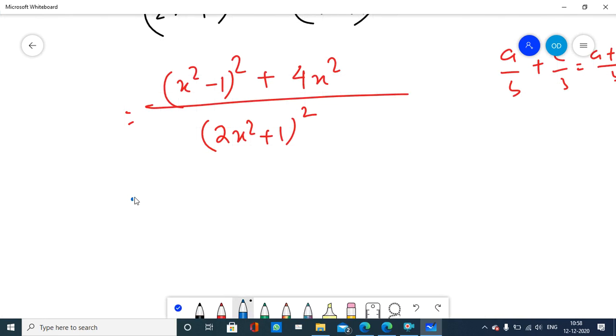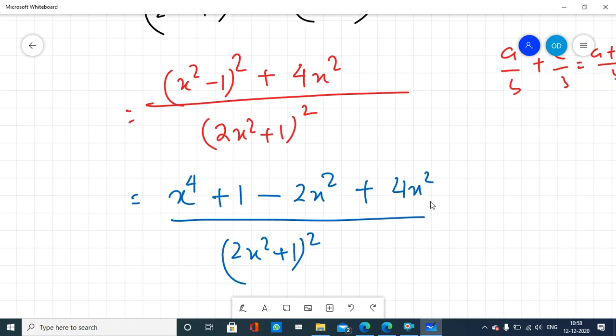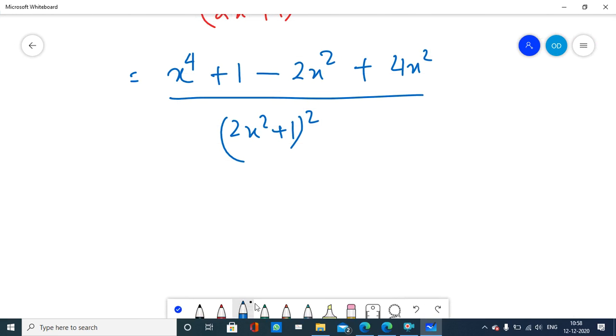Okay. Now, on the numerator, if you think about it, if you open it, x square minus 1 whole square, so the a minus b whole square formula will apply here. A minus b whole square is a square plus b square minus 2ab. That is x to the power 4 plus 1 minus 2x square, plus there is already a 4x square, divided by 2x square plus 1 whole square. I hope you get it.